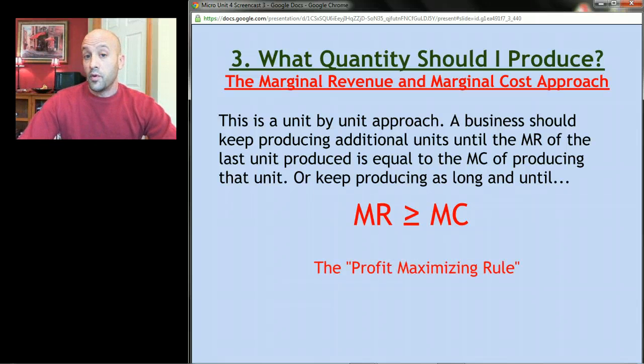This is that most important rule that I was talking about, and I'm going to call it the profit maximizing rule. If you're a business and you want to maximize your profit and you're thinking about what quantity to produce, you can use this rule. And by the way, monopolists can use it, monopolistic competitors can use it, all 4 market models can use it. You can use this rule to figure out what your profit maximizing quantity is.